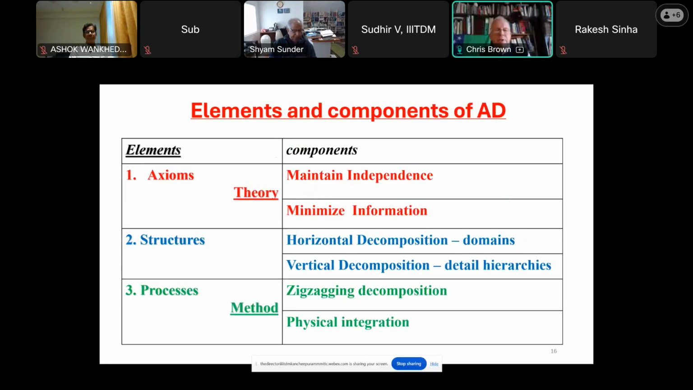So I've decomposed axiomatic design into 3 different elements: the axioms, which we just went over, structures, which we'll be looking at next, and the process as well. And so it really goes theory to methods. So we've got 2 axioms, we've got 2 parts to the structure, and we've got 2 parts to the process.